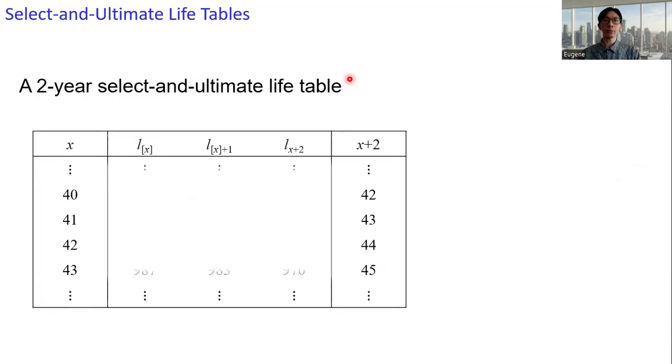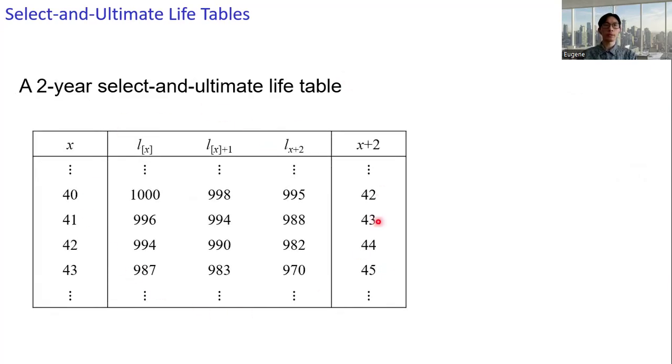Let's take a look at an example. Suppose we have a 2-year select and ultimate life table. The select period is 2 years. So if the individual selected at age x reaches age x plus 2, this is already the ultimate period.